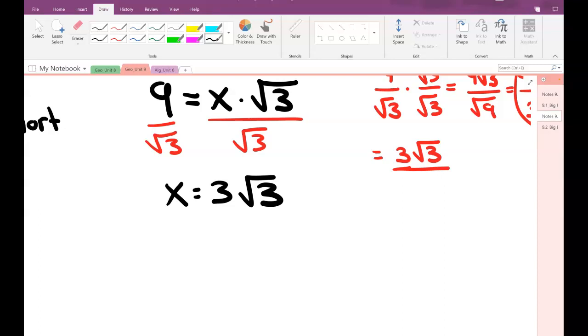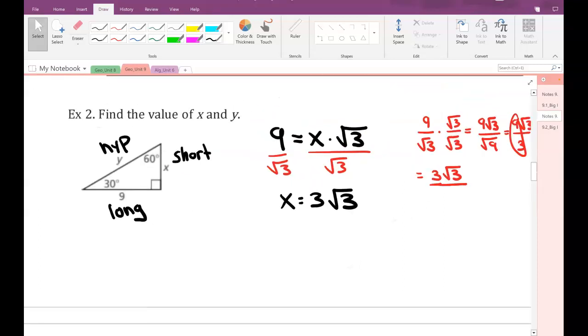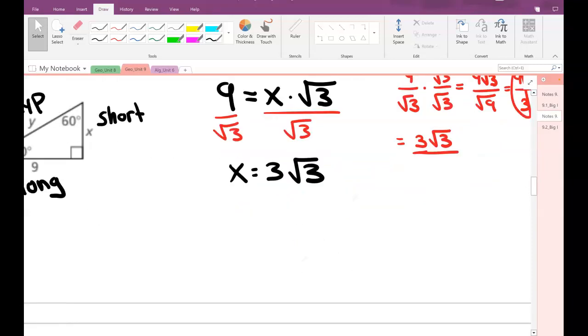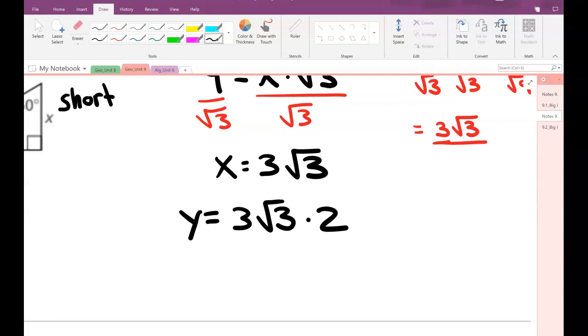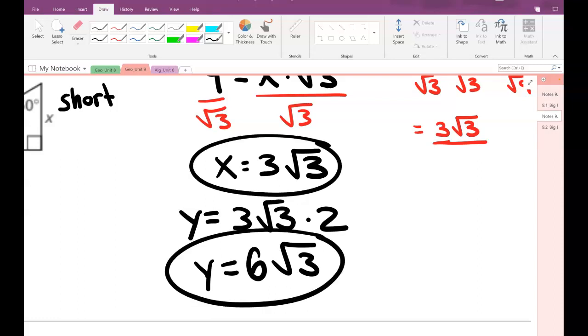Okay. Last piece on this problem, we had to go back and solve for our hypotenuse, which was just our shorter leg times 2. So y is equal to 3 square root of 3 times 2. In a problem like this, we multiply our outside numbers together. So y is equal to 3 times 2 is 6. So we have 6 square root of 3 as our answer for y. And there's our answer for x too.